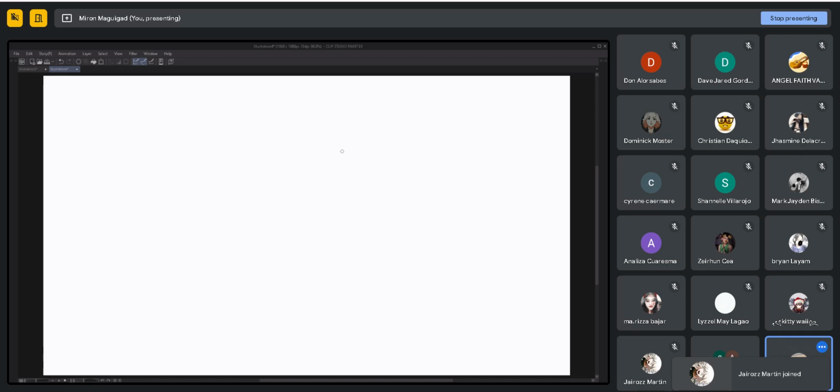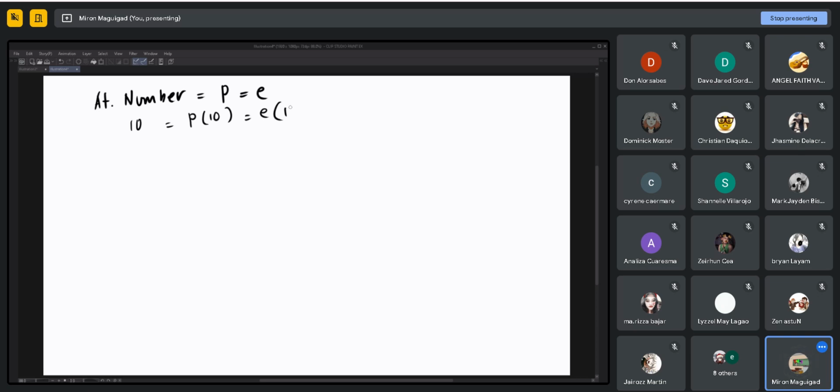Saan na tayo? Number of electrons. Okay. So it means the number of protons is the atomic number. Atomic number is also the number of protons and the number of electrons. Let's say atomic number is 10. The proton is also 10, and the electron is also 10.